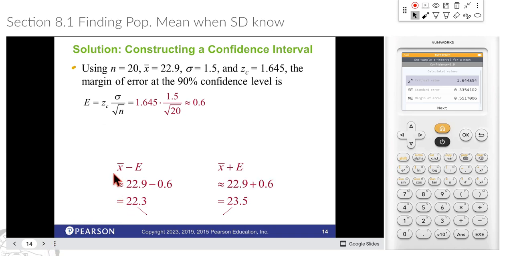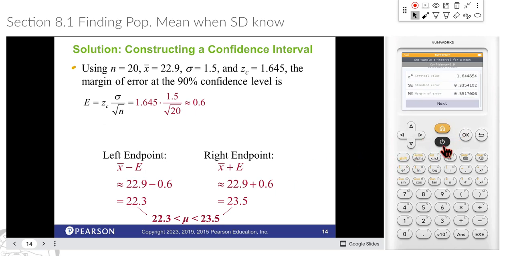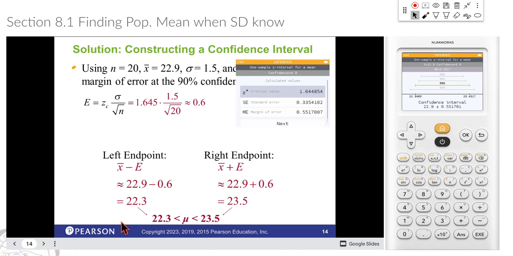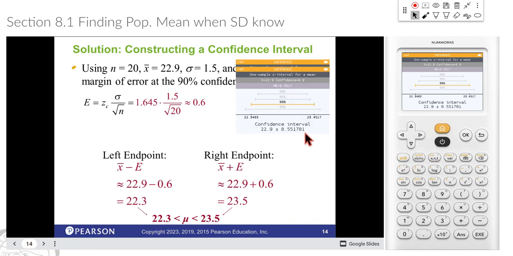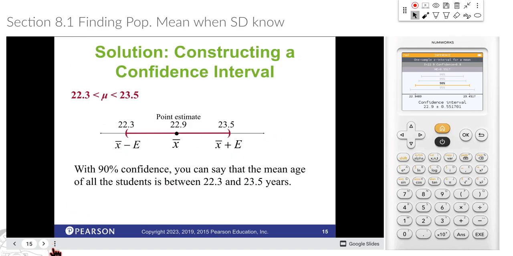And then you would take the mean, you would subtract the margin of error on the left endpoint, and the right endpoint you would add it. Again, we would just click enter, and we get those two values, 22.334, so we round it to 3, and 23.5, because that 4 gets rounded up, 23.5. So we've got those values just by using our tool. We've got a margin of error, and then we get the confidence interval. And that's how we do that one.